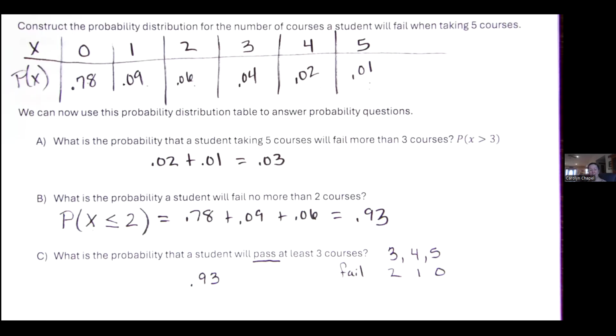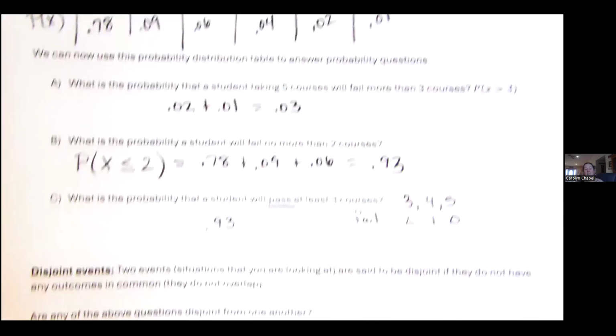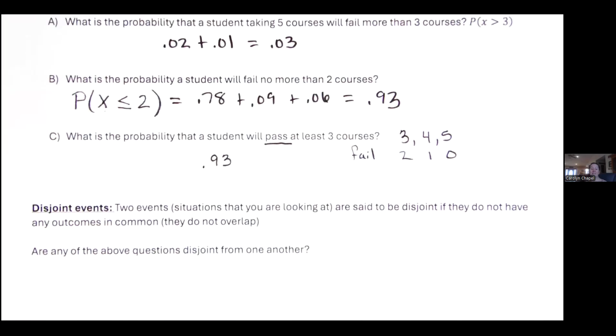Let that sink in a little bit. Okay. Our next piece of terminology there is disjoint. So disjoint is when you have two events or situations that you're looking at, and they're said to be disjoint if they have nothing in common. So in other words, completely separated.